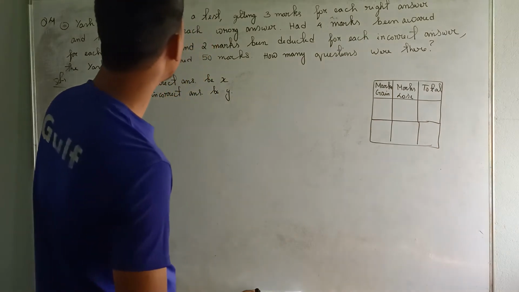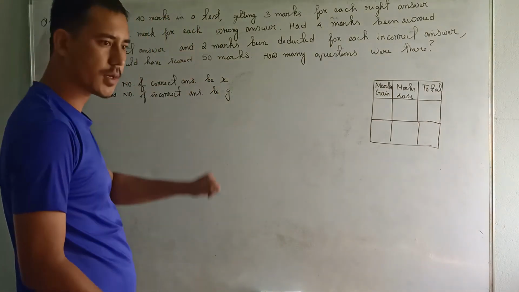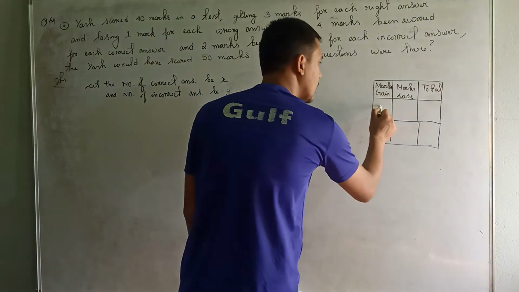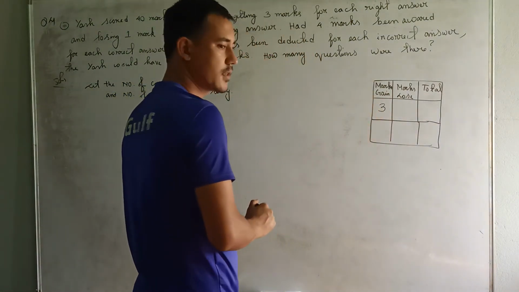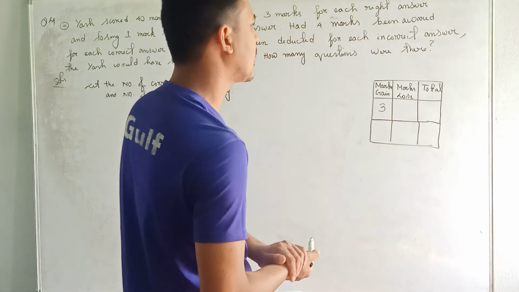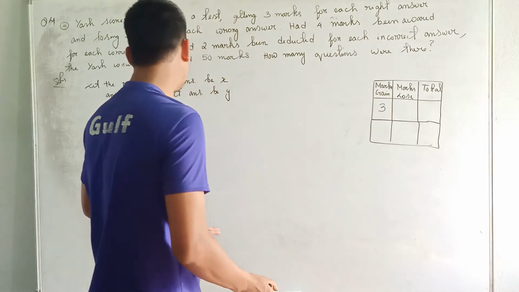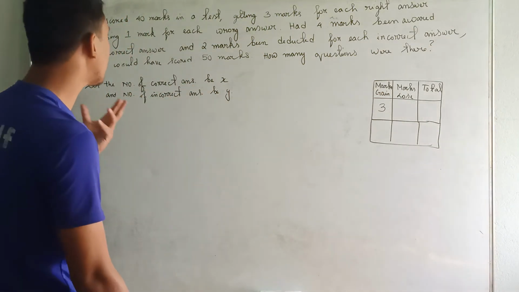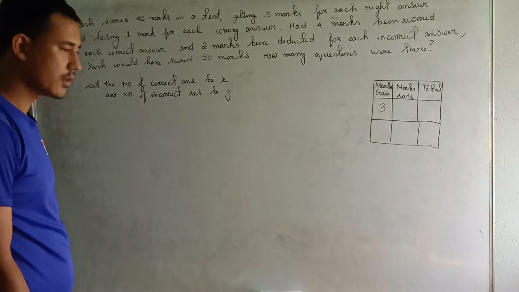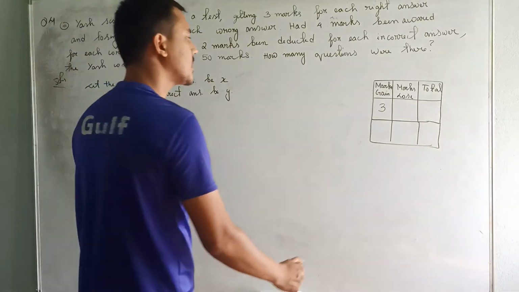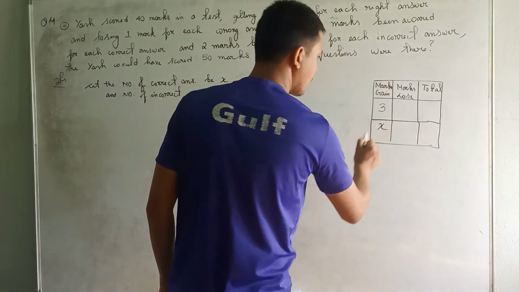For writing one correct answer, 3 marks has been awarded. Is it okay? For one correct answer, 3 marks. And how many correct answers did Yash write? Number of correct answers is x. Yash wrote x number of correct answers.